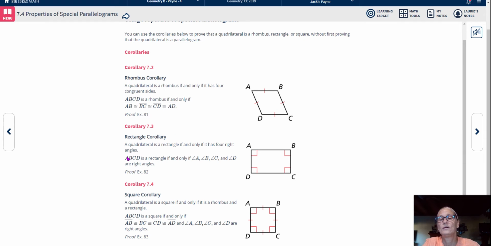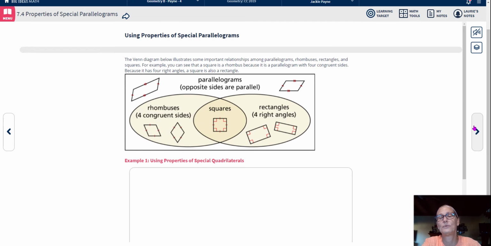Corollary 7.3. A quadrilateral is a rectangle if and only if it has 4 right angles. Remember, if and only if means both ways. It's a quadrilateral. It's a rectangle if it's got 4 right angles, and if it's got 4 right angles, it is a rectangle. So it goes both ways, a bijection. And then a square corollary, a quadrilateral is a square if and only if it is both a rhombus and a rectangle. That's why it's both. So you now have 3 corollaries, which we are going to use for those special properties.